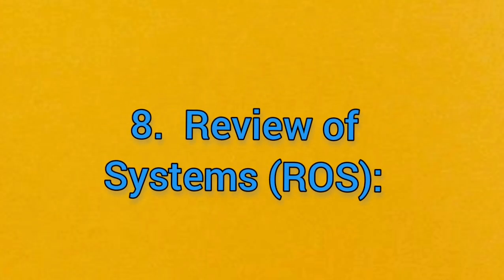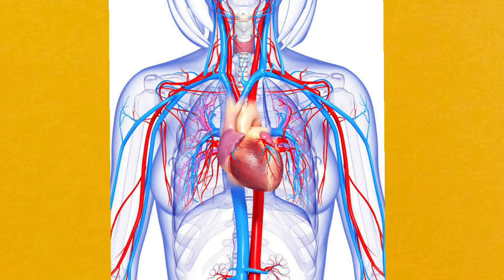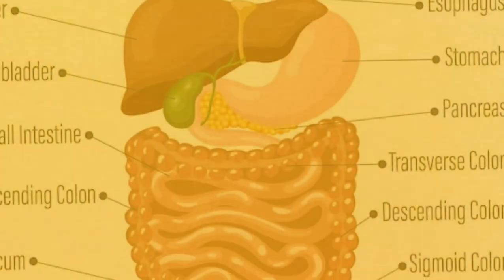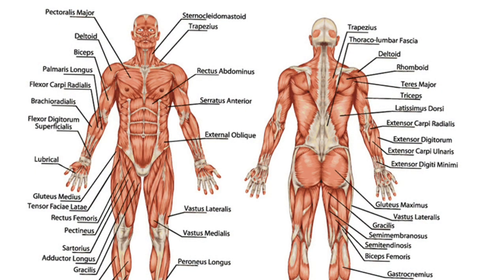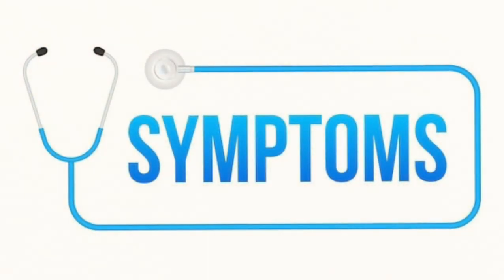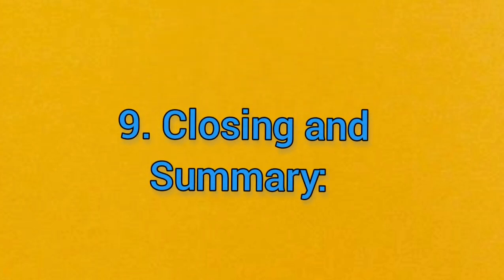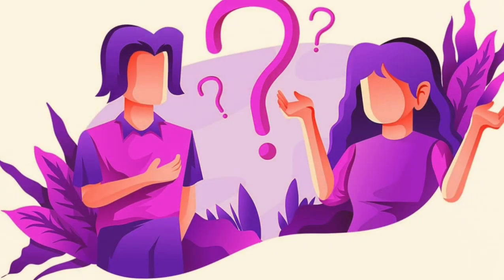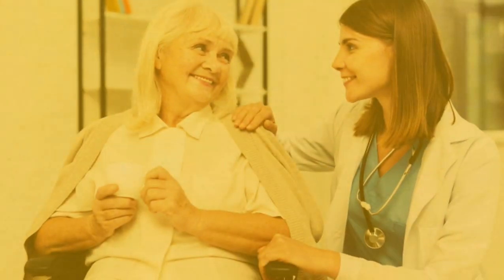8. Review of systems, ROS. Systematically inquire about symptoms related to each major organ system, including cardiovascular, respiratory, gastrointestinal, genitourinary, musculoskeletal, neurological, dermatological, and psychiatric systems. Pay attention to any additional symptoms or issues reported by the patient. 9. Closing and summary. Summarize the key points discussed during the history-taking process. Offer the patient an opportunity to ask questions or provide additional information. Express appreciation for the patient's cooperation and participation in the history-taking process.